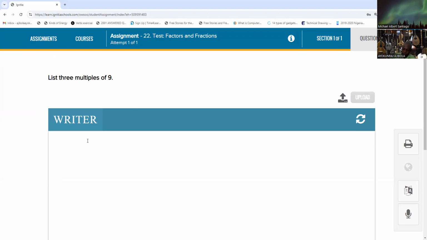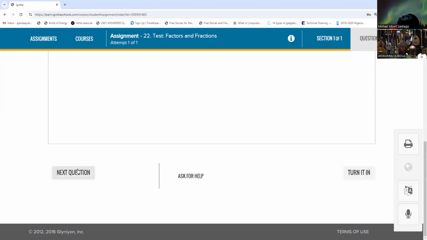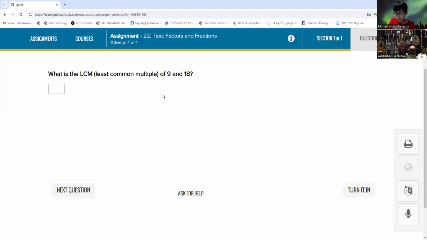9, 18, and 27. Good. 9, 18, and what? 27. Good. The next one. What is the LCM of 9 and 18? Can 9 divide 18? Yes. So that's 18, because that is the lowest common multiple.